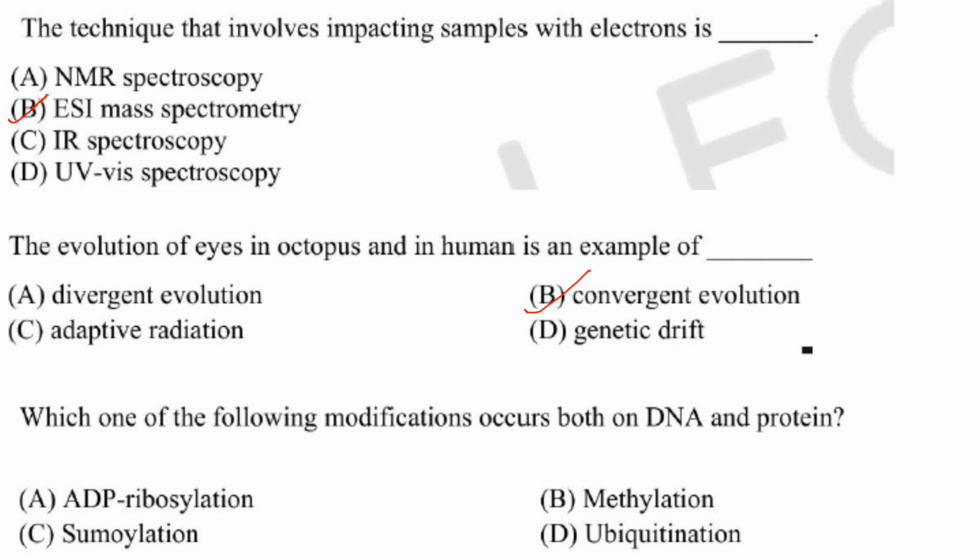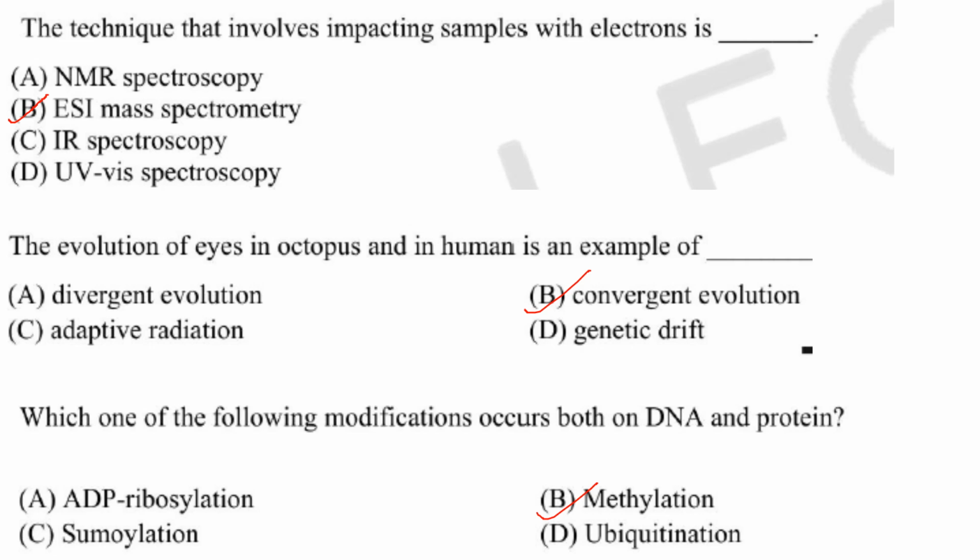Then next one. Which one of the following modifications occurs both on protein and DNA? ADP ribosylation occurs in protein only, not in DNA. Methylation occurs in both DNA and protein. So it is addition of methyl groups to cytosine or adenine residues in the case of DNA, and in proteins addition of methyl groups to lysine or arginine residues. If you take histone modifications, there you can find addition of methyl groups to lysine and arginine residues. And histones are proteins. So methylation is the answer.